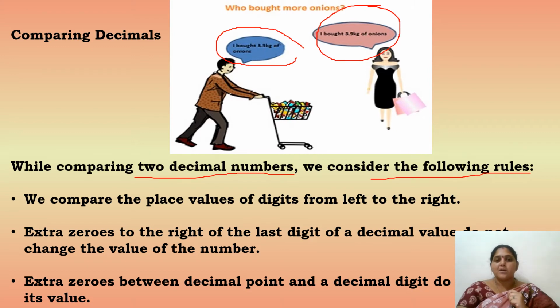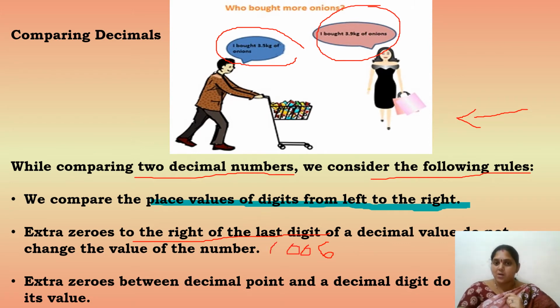What are the rules now? We compare the place values of digits from left to right. Always the place value should be compared from the left side to the right side. Extra zeros to the right of the last digit of a decimal value do not change the value of the number. As I told you before, for example, I am taking a number 6. If I add zeros to the right of this 6, the value of 6 does not change.